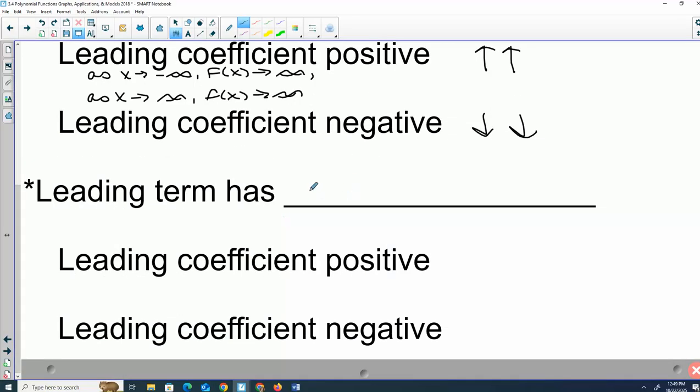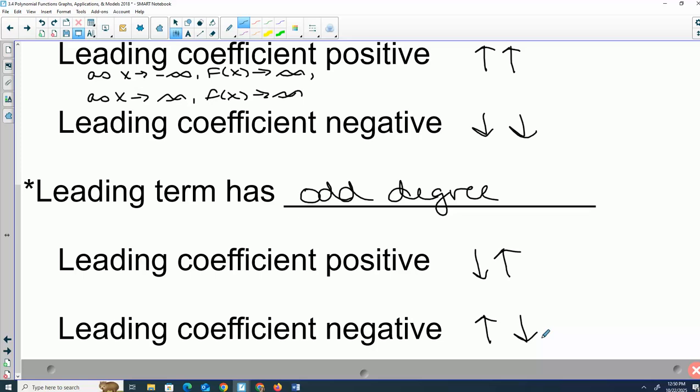If our leading term has an odd degree, then it looks like that chair. So my ends, the left side is pointing down and the right side is pointing up. What happens if I have a negative coefficient? It switches. This end will go up and that end will go down. Any questions?